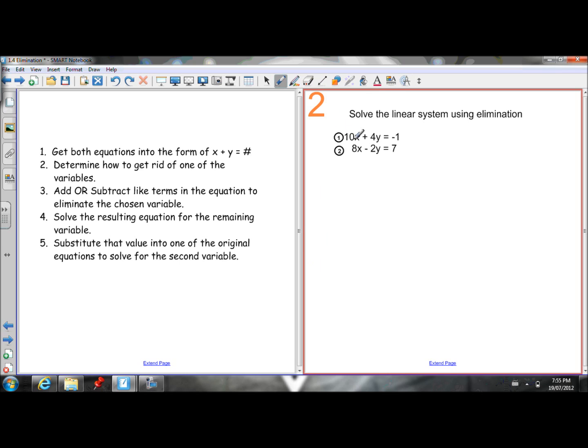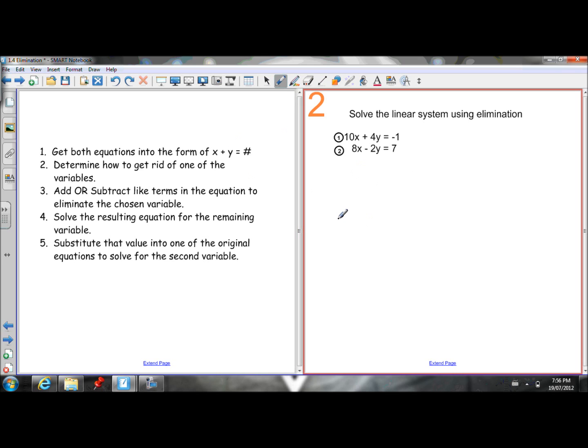If you look at these two equations, if I add them, nothing is going to eliminate. If I subtract these two equations, 10x minus 8x is 2x, and 4y minus negative 2y is 6y. So the variables aren't eliminating. Nothing is eliminating, so this is where it gets a little trickier.